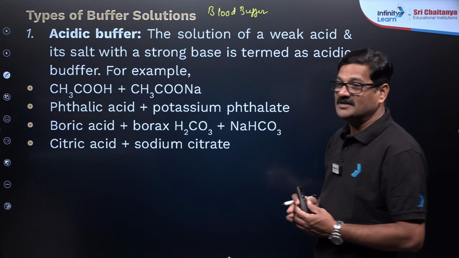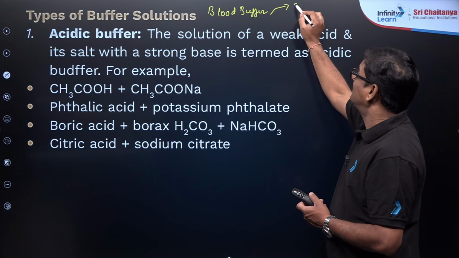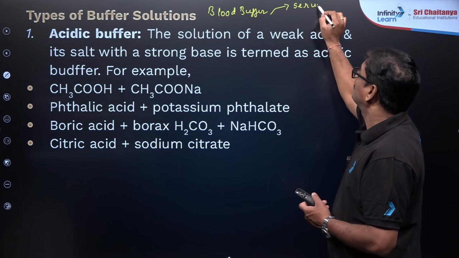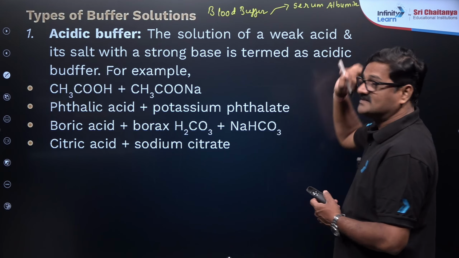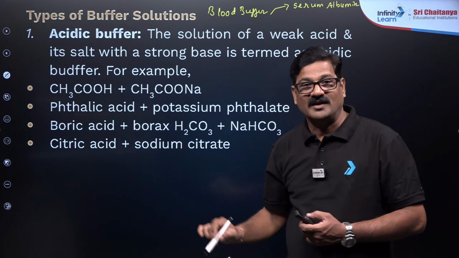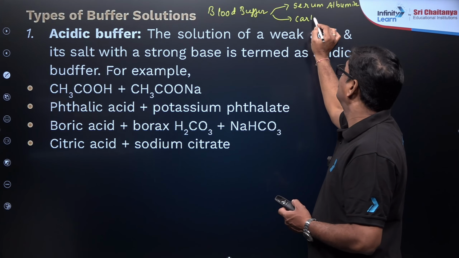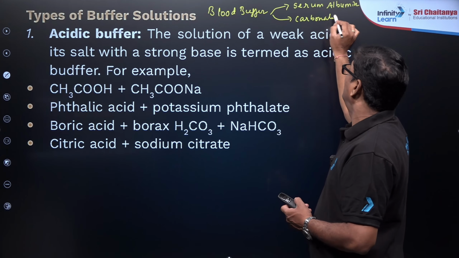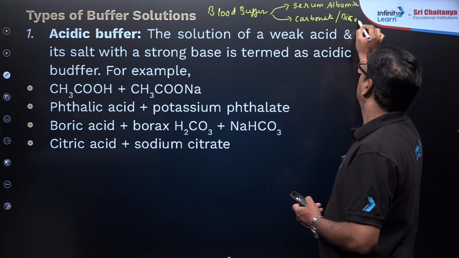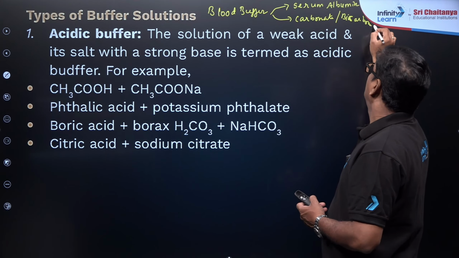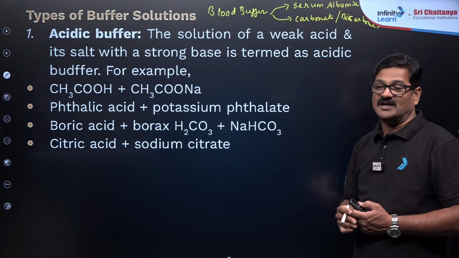Blood maintains its pH always constant because it has a blood buffer. Serum albumin itself acts as a buffer. Okay, and also carbonate and bicarbonate act as a buffer.